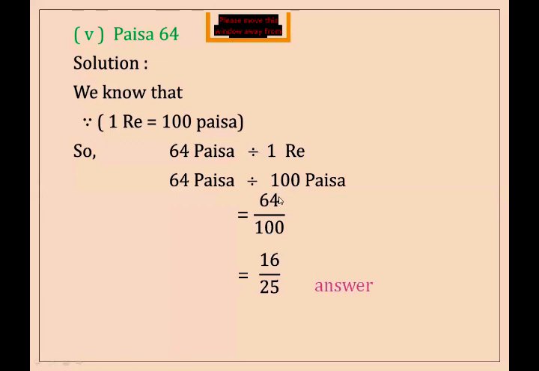Okay students, is there any cancellation possible? Yes. We cancel it by 4. 4 ones are 4, then 4 sixes are 24. So the cancellation is done by 4. 4 sixteens are 64 and 4 twenty-fives are 100. So 16 upon 25 is the answer. Okay students, as you see, further simplification is not possible here because 16 is an even number and 25 is an odd number. So it is the final answer of this question.